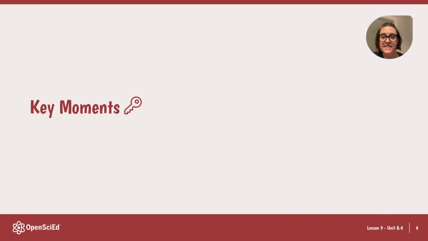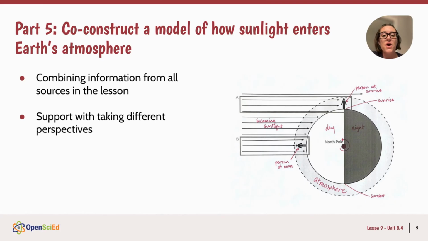Let's look at a key moment in this lesson. During part 5, we co-construct a model of how sunlight enters Earth's atmosphere. You have the black and white picture here that you hand out to students, and then you annotate together to point out important pieces of this model to help us figure out what might be causing this change in color and brightness. Now, students are going to be combining a bunch of different information from all the sources in this lesson. So having a place to capture what they're noticing will be very helpful. That way they can refer back to it when they are making this model.